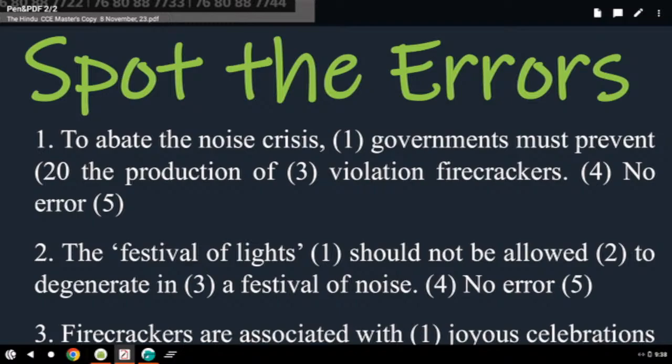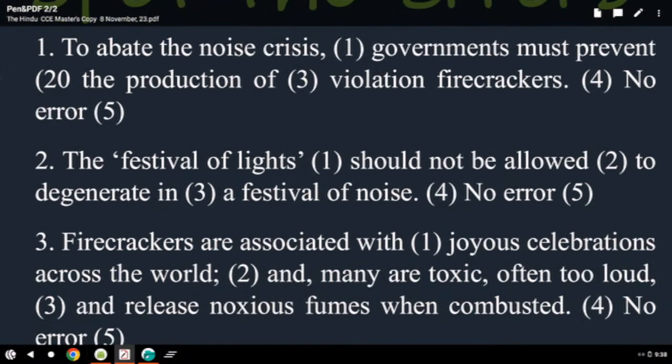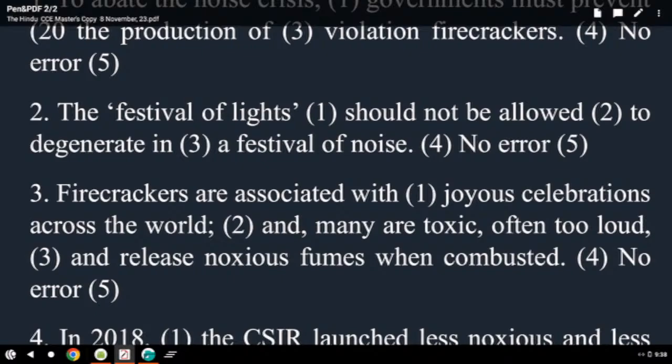To abate the noise crisis, governments must prevent the production of violation firecrackers. Violation or violative? Change the word form. Violation is not correct. Change it to violative, V-I-O-L-A-T-I-V-E. Question is about word forms. In bank exams, SSC also, quite often they ask questions based on word forms. Right word, wrong form. Go to question number 2.